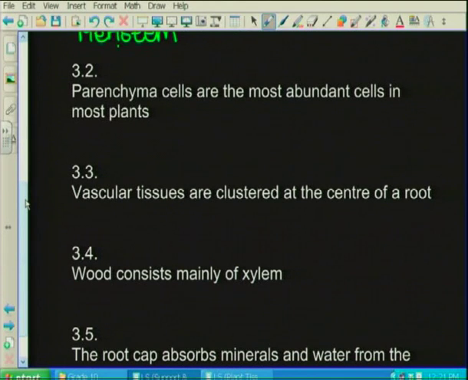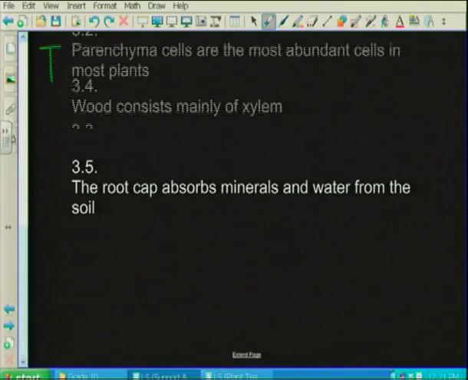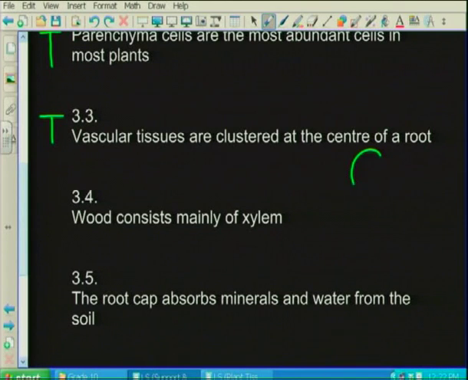3.2. Parenchyma cells are the most abundant cells in most plants. Is this true or false? We know that this is true. So there's nothing to change in this question. It stays as it is because it's true. 3.3. Vascular tissues are clustered at the center of a root. We know that this is true. If you just recall back on your vascular tissues and your root, you remember that in the center of your root, in your endodermis, you had your xylem and your phloem. So it is in the center of the root, so this is true. Nothing needs to change with this question.